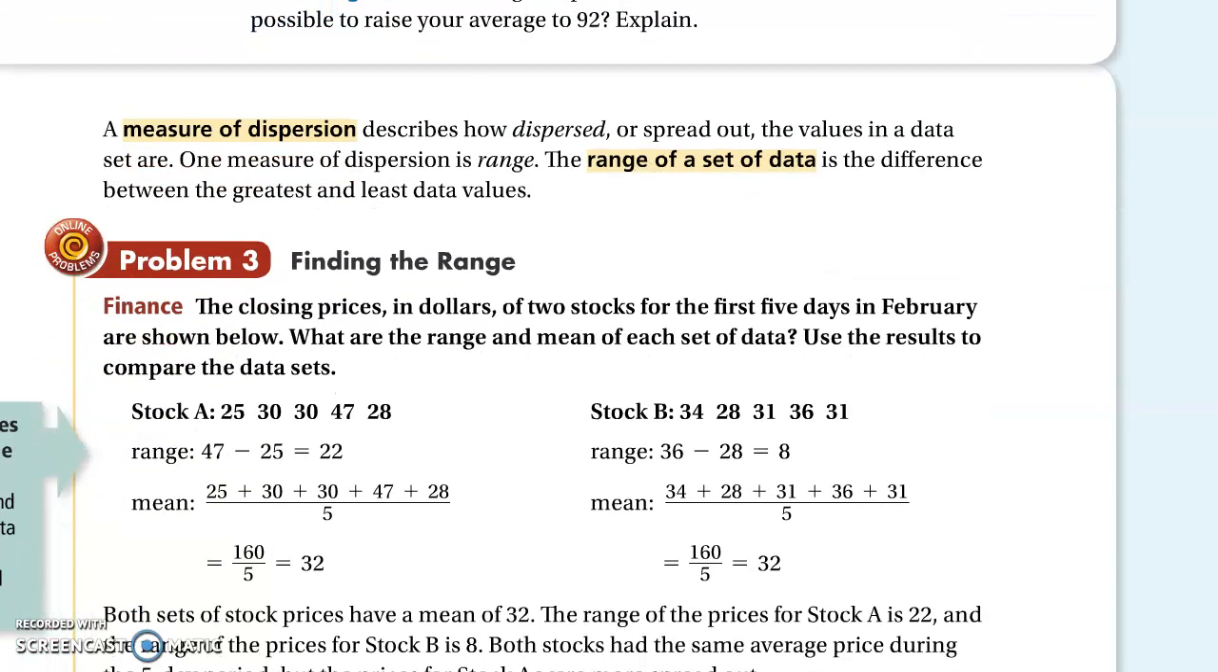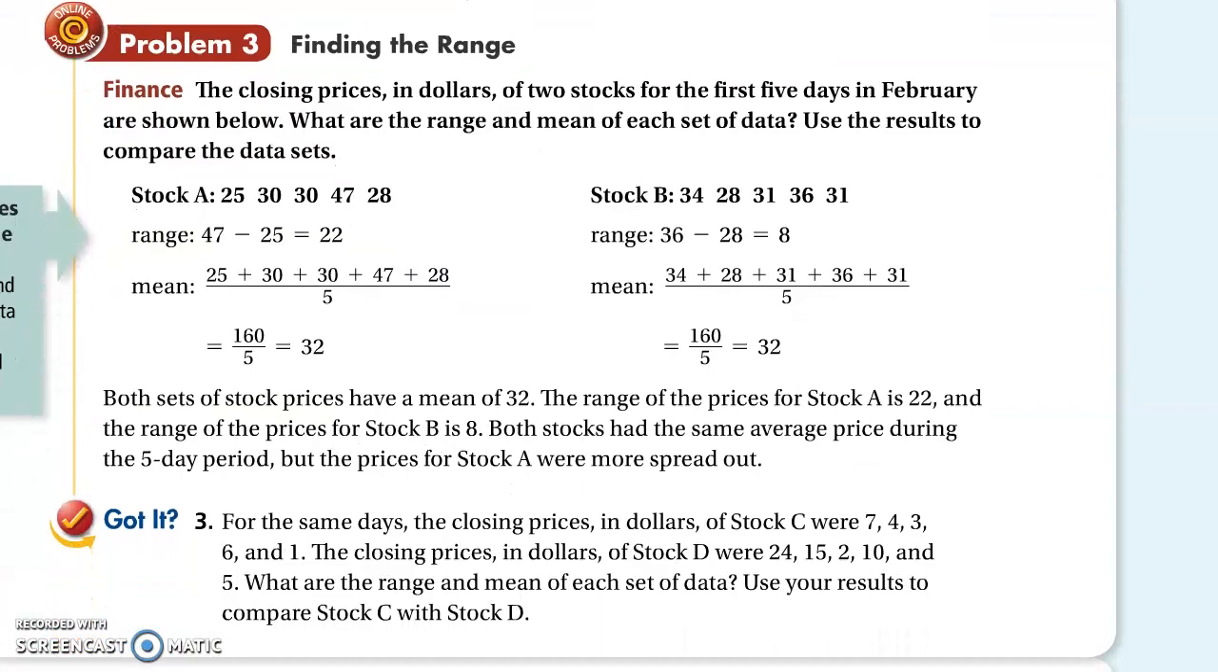All right, one more thing for us to cover, as we have one more problem to talk about, finding the range. Now the range is really easy. It's just a subtraction problem. Like if I said the scores on the test range from 75% to 98%, we wanted to figure out, well, how many data points are there between those? So the closing prices in dollars of 2 stocks for the first 5 days are shown.